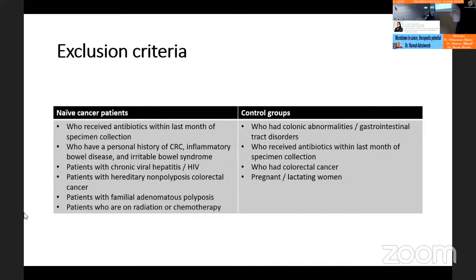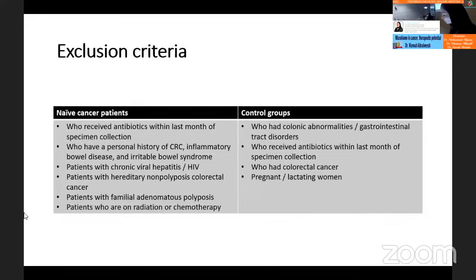We do have some exclusion criteria that have been shown in the literature to influence the gut microbiome. So we excluded patients who received antibiotics, since antibiotics hugely influence the gut microbiome. We excluded patients who received antibiotics within the last month of specimen collection. We also excluded patients who have a personal history of cancer, patients with chronic viral hepatitis or HIV, or patients whose cancer is due to genetic causes or a family history. We also excluded patients who are on radiation or chemotherapy for their current colorectal cancer.